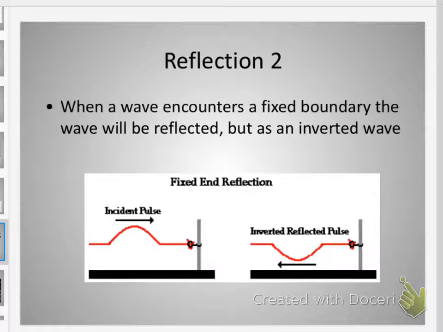You get an inverted reflection. That's the big difference. With a fixed end, you get the inverted reflection. With a free end, you get an identical reflection. Not all that hard. Something that you can memorize.